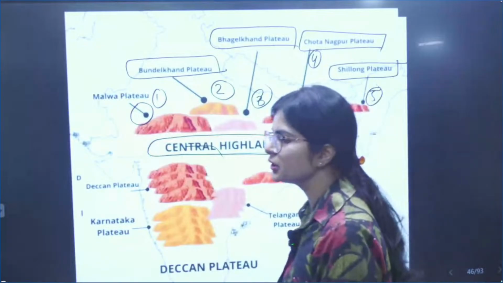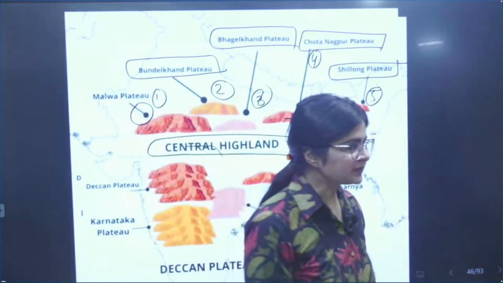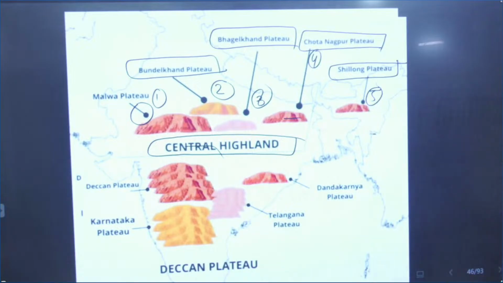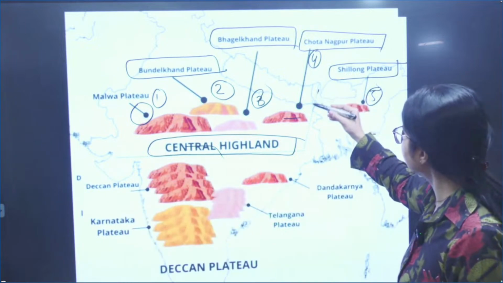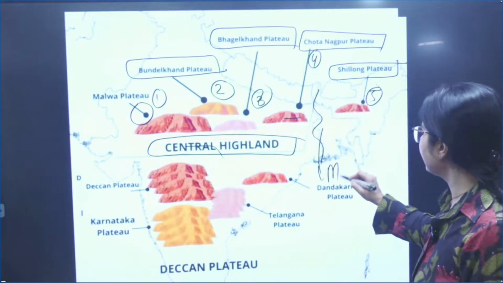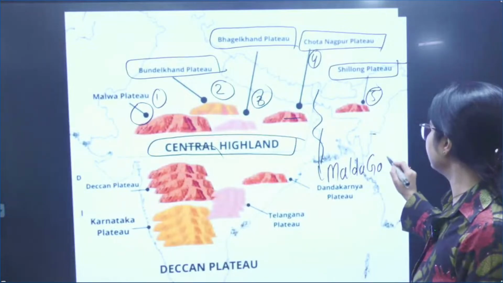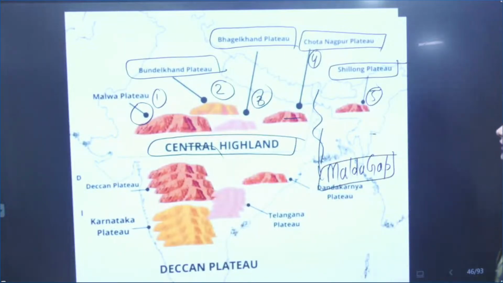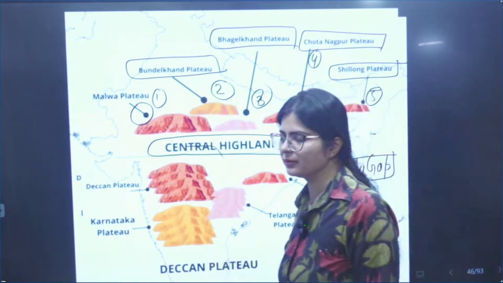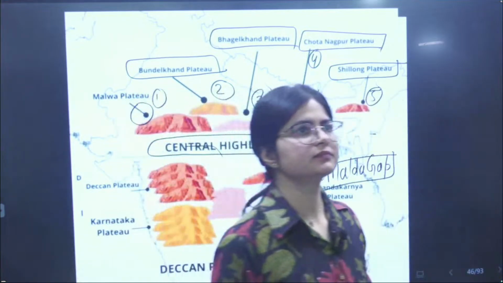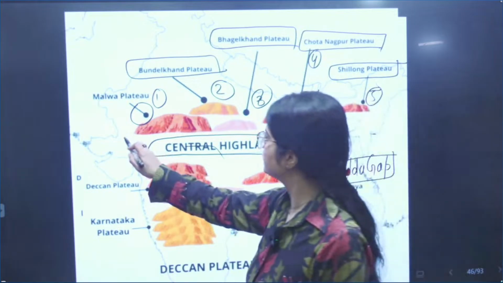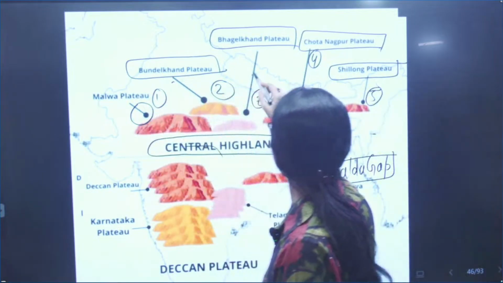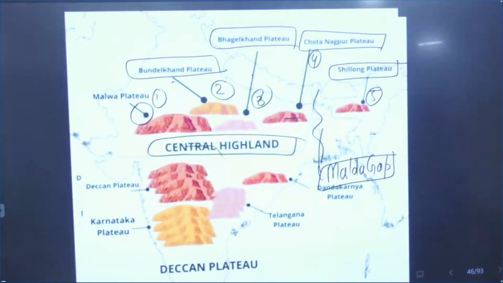The Shillong Plateau, which is in the northeast near the Himalayas, is sometimes taken as part of the Himalayas, but it is not part of the Himalayas, it is part of the Peninsular Plateau, and it is separated by what? Malda Gap. There is a gap here which you call the Malda Gap, and therefore it is separated from the Peninsular Plateau. Again, I am repeating, this is Malwa Plateau, this is Bundelkhand, this is Baghelkhand, this is Chota Nagpur, this is Shillong Plateau.